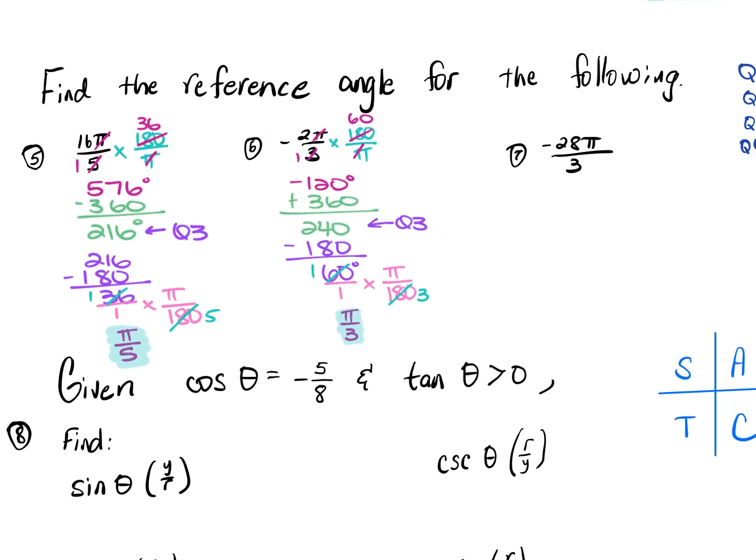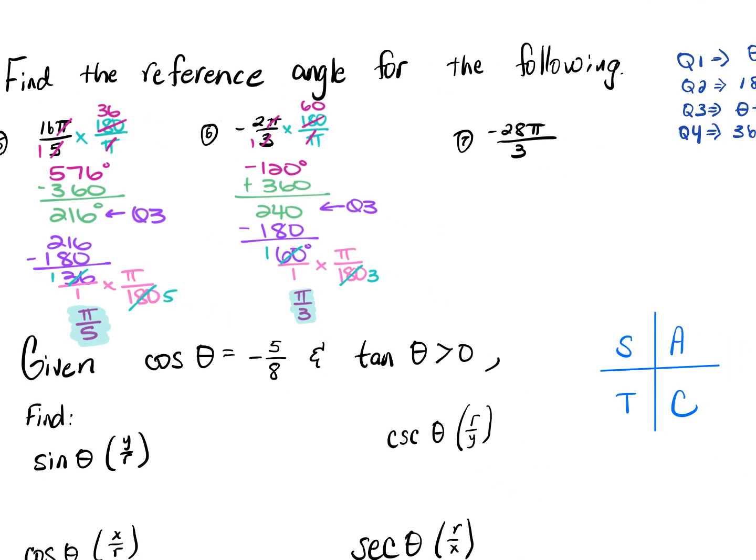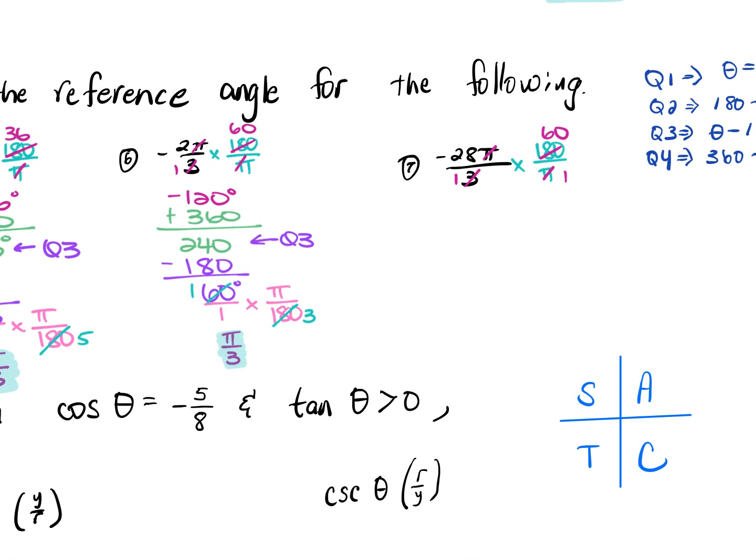For number 7, you're starting off with negative 28 pi over 3. We're going to multiply this by 180 over pi to turn it into degrees. Your pi's cancel. Your 3 cancels with your 180, which turns into 60. We're multiplying negative 28 by 60 to give ourselves a negative 1,680 degrees. So that is the equivalent of the negative 28 pi over 3.